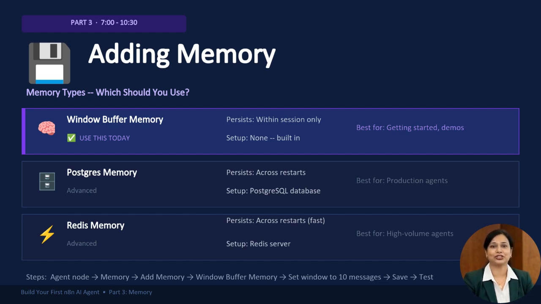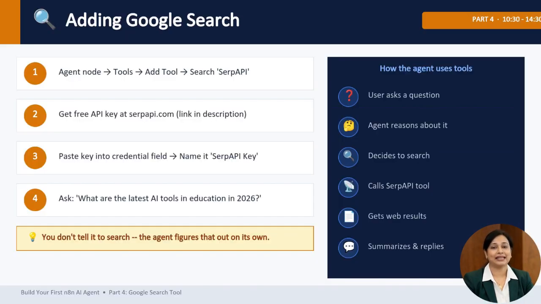For production, you could use Postgres or Redis as memory. We add the window buffer memory to the agent node and set the window to 10 messages. Now the agent remembers.